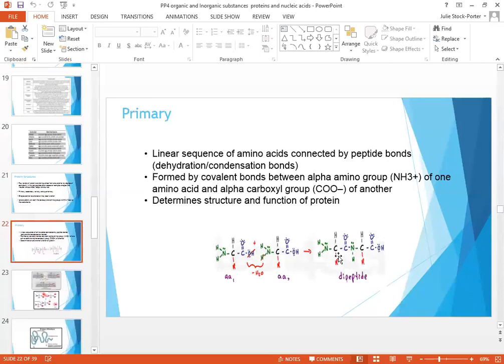Now, if I were going to break this apart, it would work the other way around, wouldn't it? I would put the water back in, and that would be called a condensation bond. So we dehydrate and we condensate to either combine these amino acids or break them apart. And we'll have something that we're going to experiment with in lab this week so that you can see that activity.